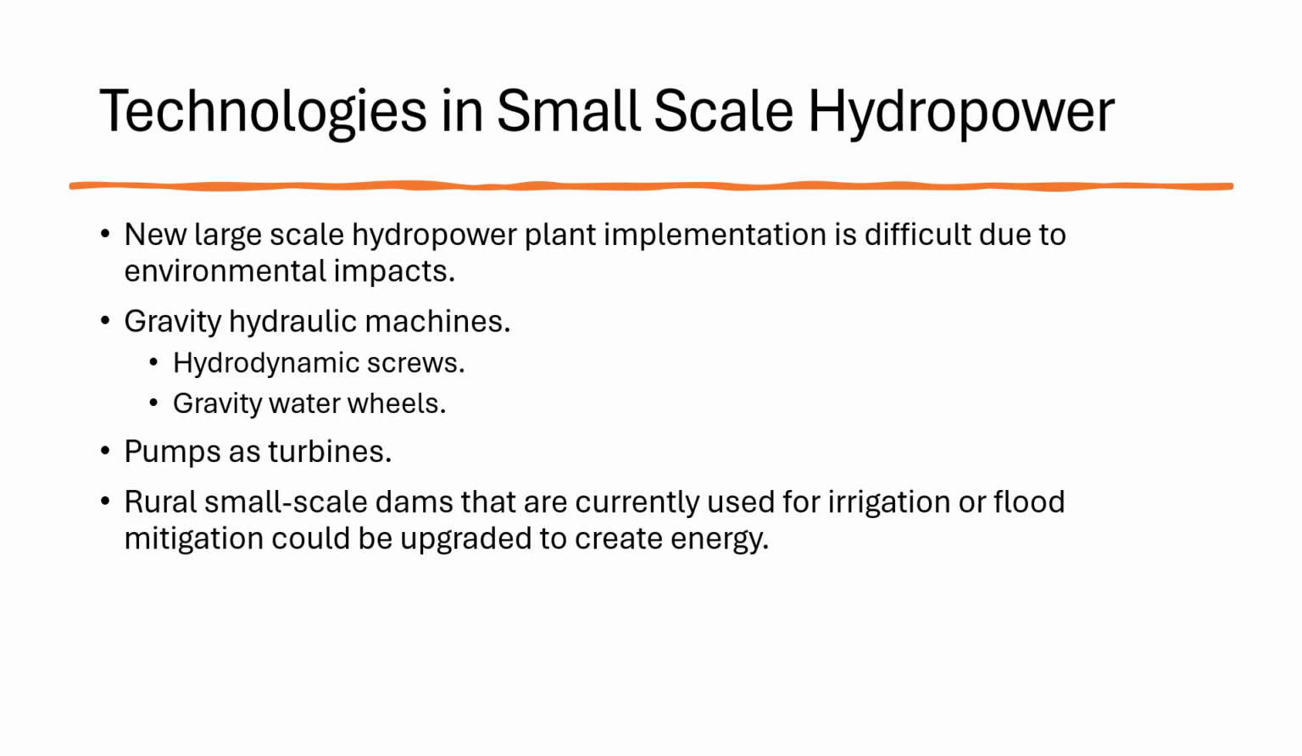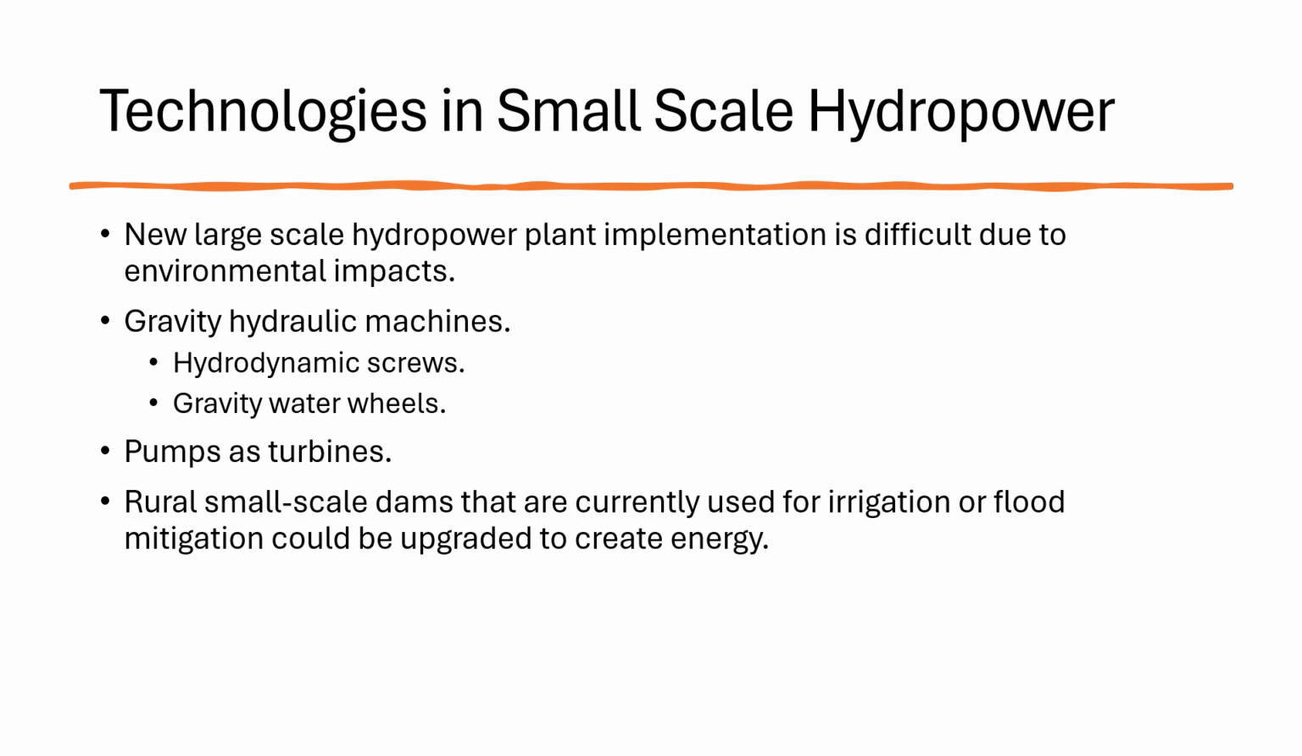Okay, the next thing is technologies in small scale hydropower. The reason why this is such a big thing now is because large scale hydropower plant implementation is difficult due to environmental impacts. So you have gravity hydraulic machines, which are hydrodynamic screws and gravity water wheels. These are things that I'm sure all of you have seen, like old sawmills and stuff like that. They use these water wheels.